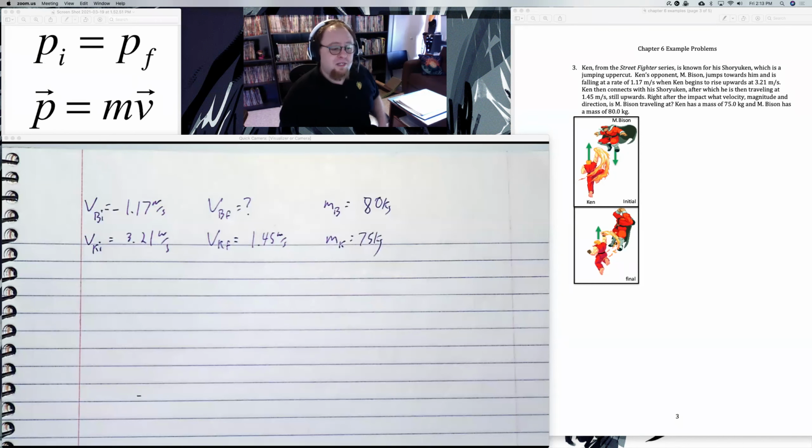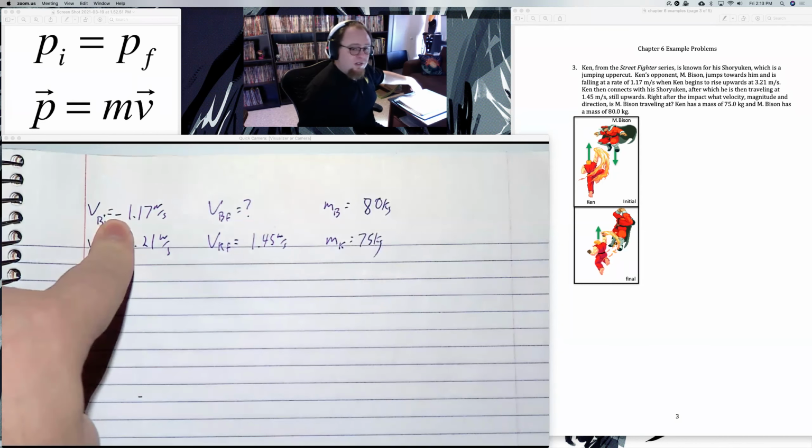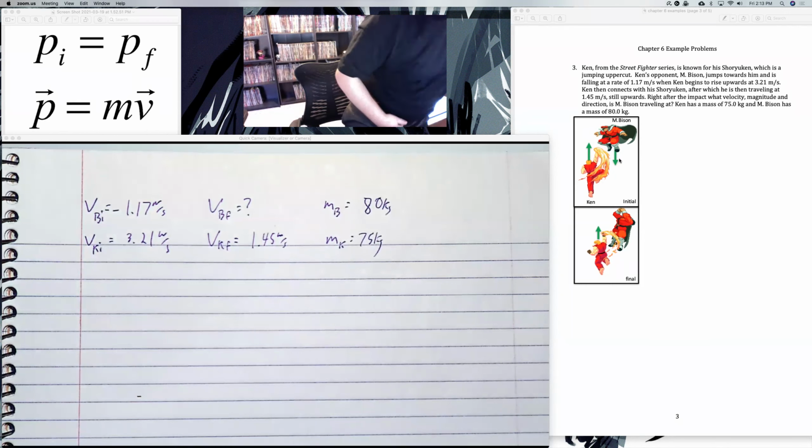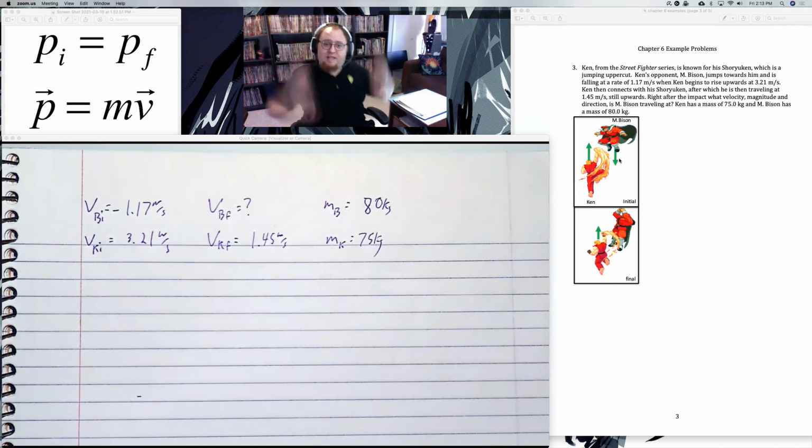Now, because it's up and down, I still have to work my negatives, but here the idea is just right there. My arrow is going down, my original green arrow on Bison. Bison was falling, so I have to say he has a negative velocity. And so I'll just put that velocity as negative, because he's moving downwards.